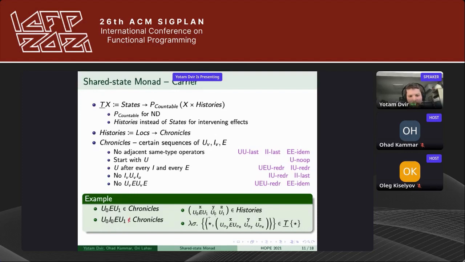There is also an example of a history here. You see a map from locations to chronicles, and even an example of an element of the monad, in particular at the unit set. Okay, indeed, it takes a state, it returns a set, in this case, a singleton set with a pair, where there's the unit, which is in the set, so that's good, and a history.